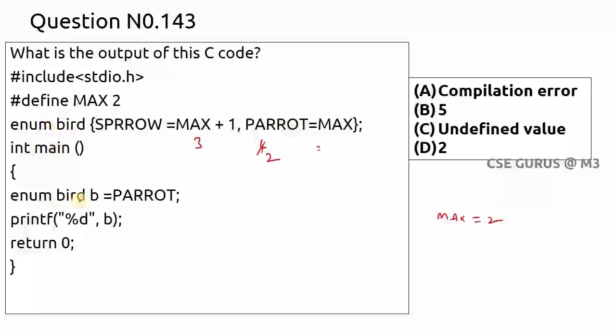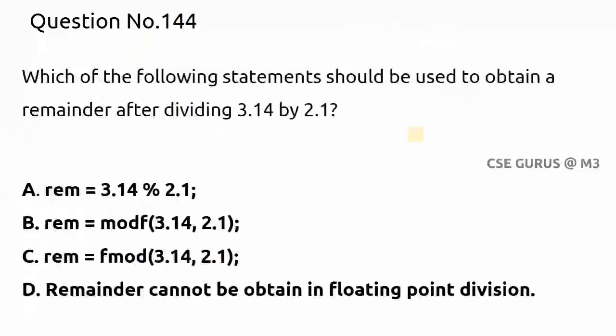Now int main, enum bird b. B is an object that is created which is equal to parrot. What is the parrot value? 2. So the value of b is 2. So you are printing b. So the output will be 2 directly. There is no error here. So answer D. Option D is the correct one. Coming to question number 144.